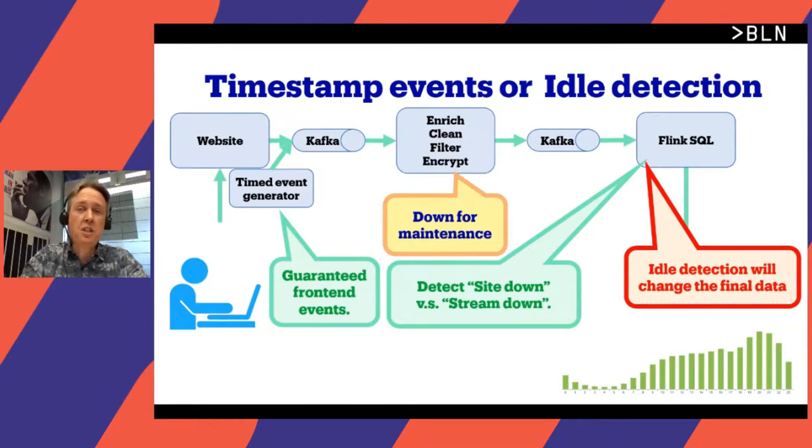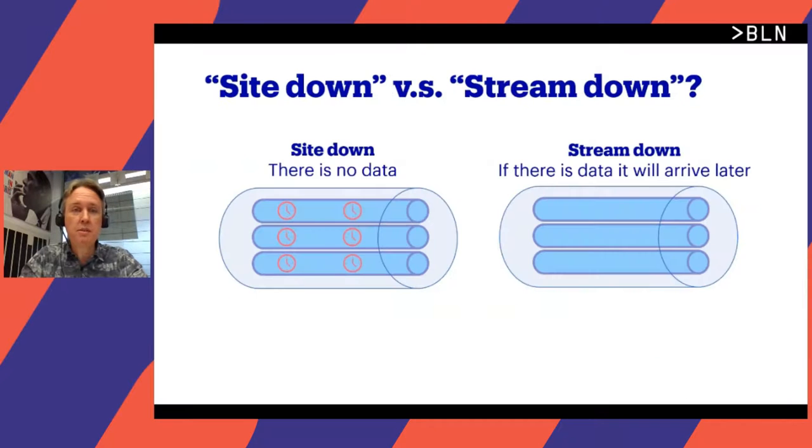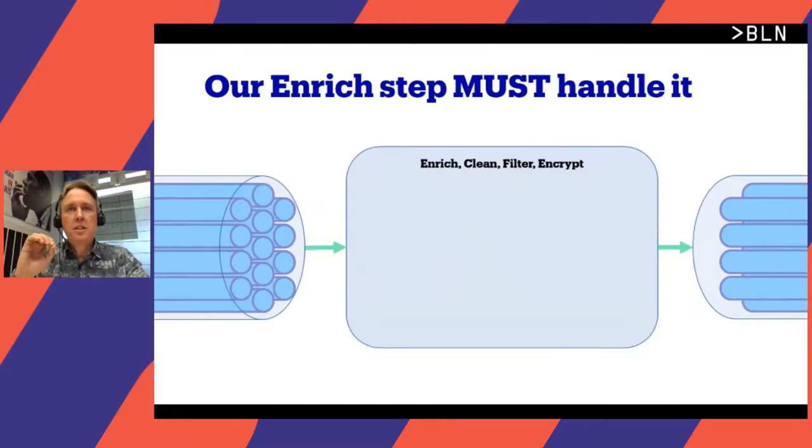So how do you see the difference between site down and stream down? It's actually quite simple. If the site is down, you have the watermarks, but no data. If the stream is down, there is nothing at all. And I think you should simply wait for the data to arrive. There is, however, a catch. The enrich step must handle it. All processing steps must be able to work with this.